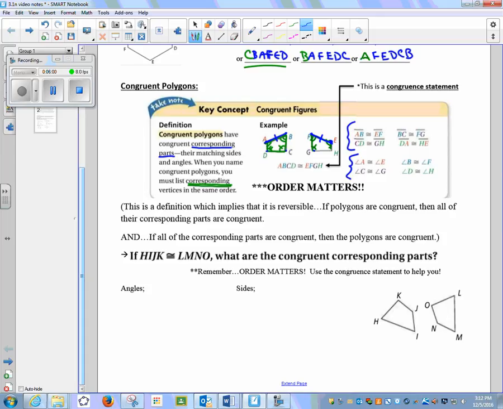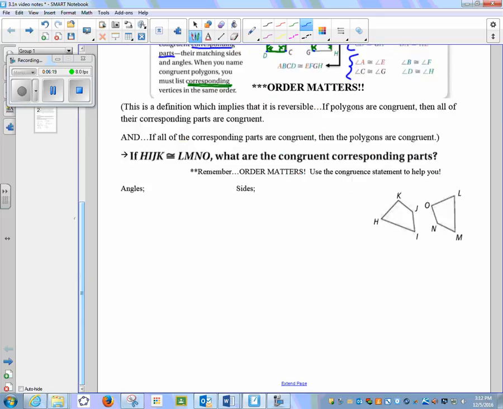So congruent polygons, oh yes, this is a definition which implies that it's reversible. That means that if you know two polygons are congruent, you could say all of their parts are congruent, but vice versa is also true. If you know all of their parts are congruent, then you could conclude that the polygons are congruent. All right, so let's practice this here.